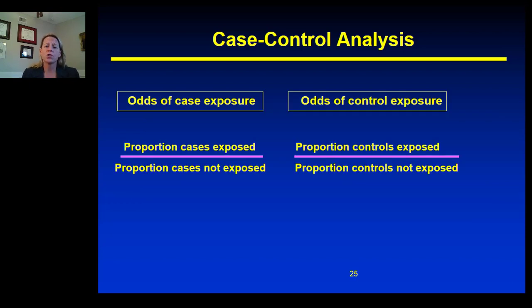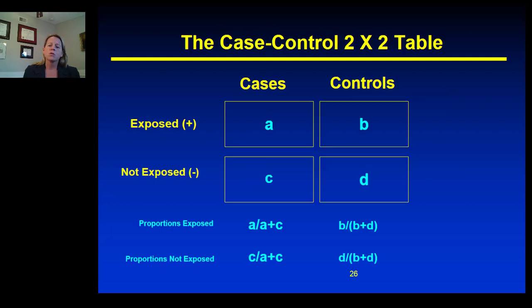And it's illustrated here in a basic sense in that the odds of case exposure is the proportion of cases exposed divided by the proportion of cases not exposed, and the similar pattern for the odds in the control exposure. So we set up our 2x2 table just as we have in the past with our prior studies, where we have the exposures along the rows and the outcomes down the columns. But now, because we start with our outcomes and we're looking backwards for our exposure, we're interested in calculating the proportion exposed and the proportions not exposed.